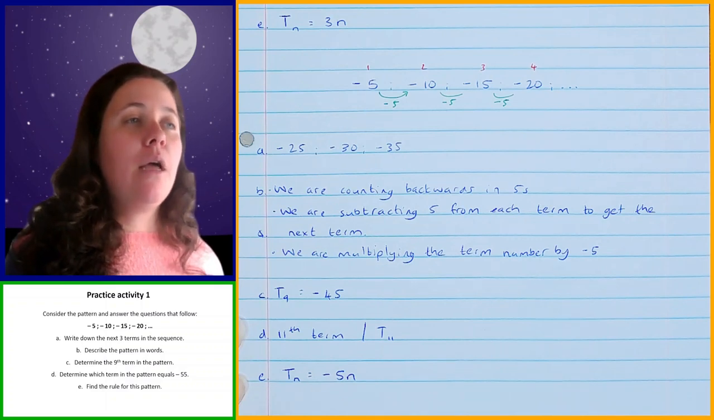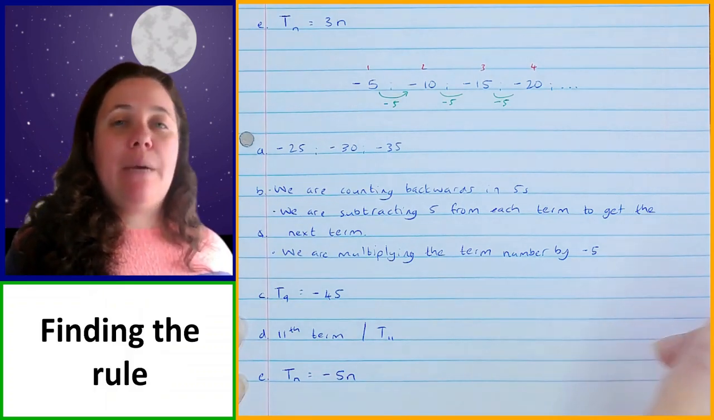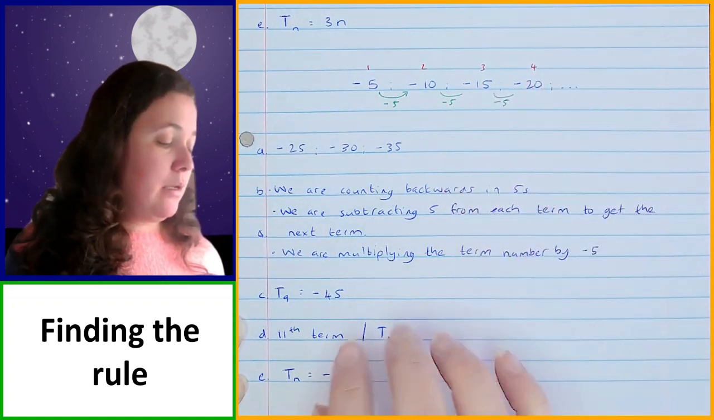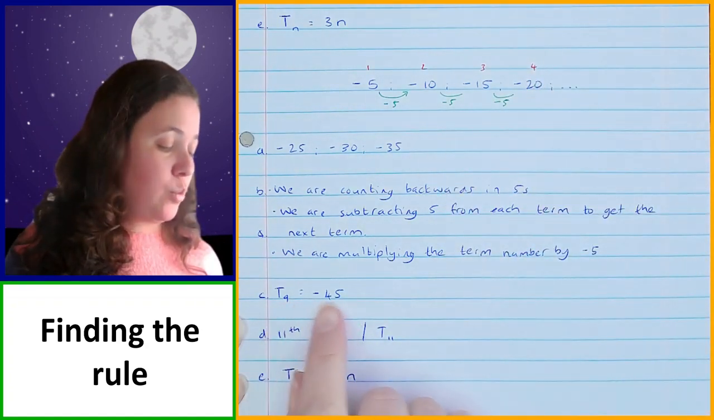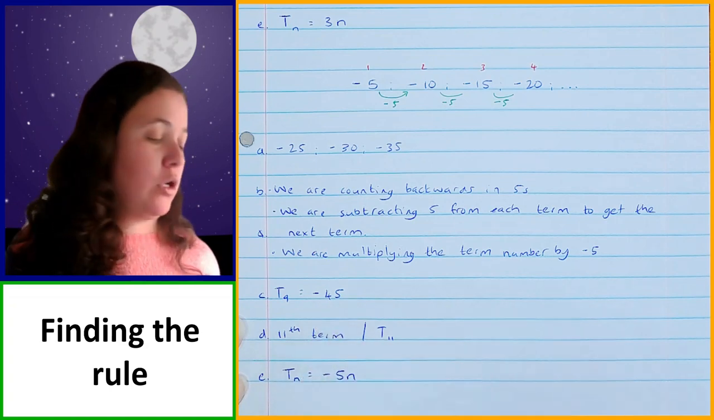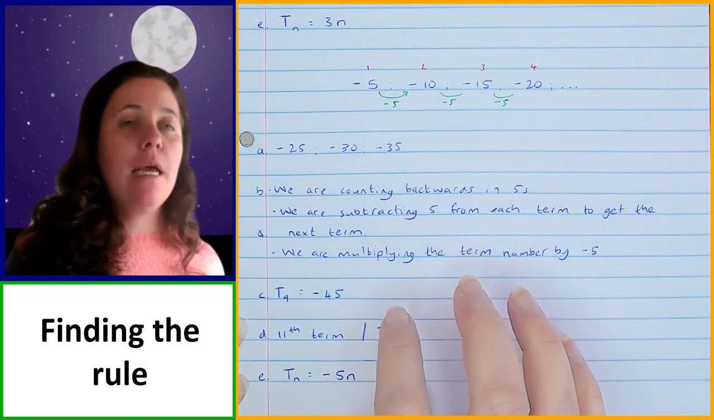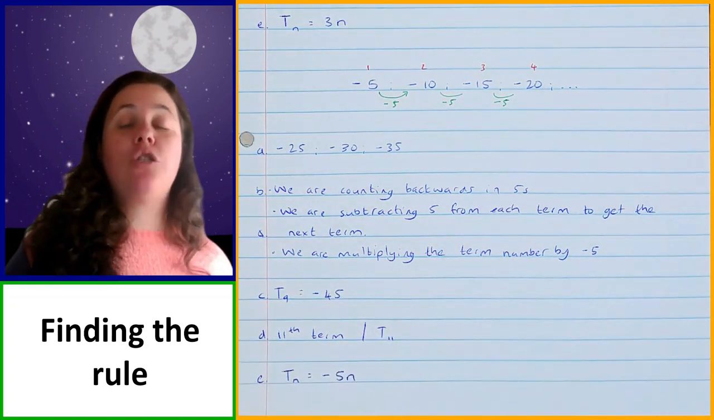Okay, so now, in the examples we've done up until this point, it's been possible for you to find out what, in this case, the ninth term was, or which term was equal to a certain amount, without needing to know the rule.